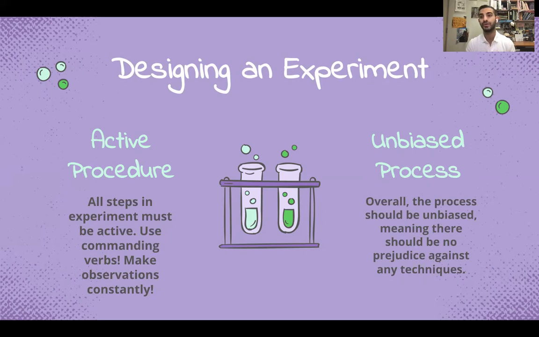And you want to always make observations when you're designing and performing an experiment. Whether that's color, whether that's time, anything related to the experiment is an observation. And of course, you can't have a biased process. So all experiments must have an unbiased process, which means there shouldn't be any prejudice or judgment or, don't use this, use this, because we want to make sure that we're giving science every opportunity to benefit from us doing this.